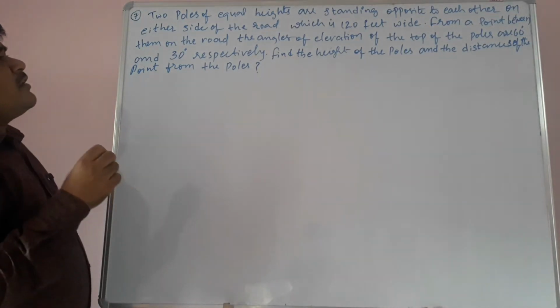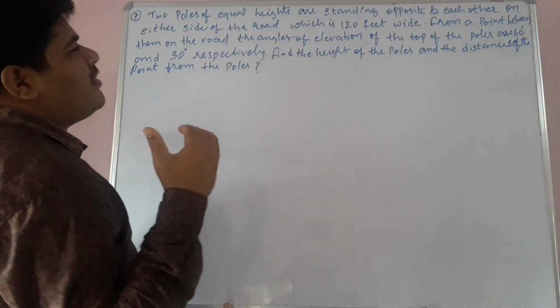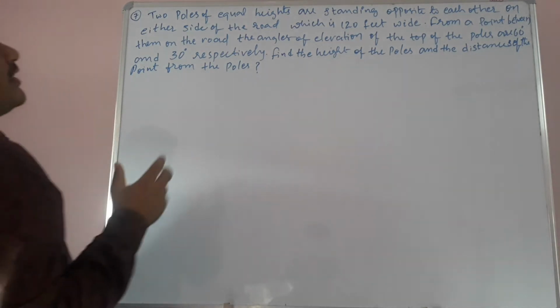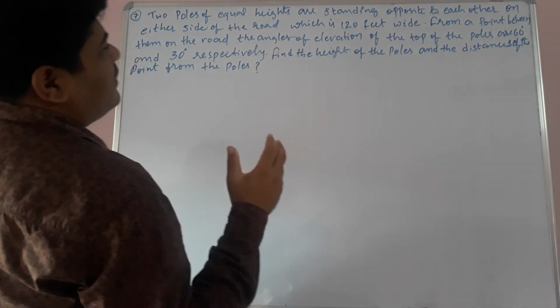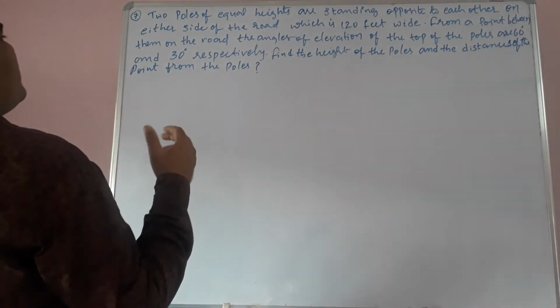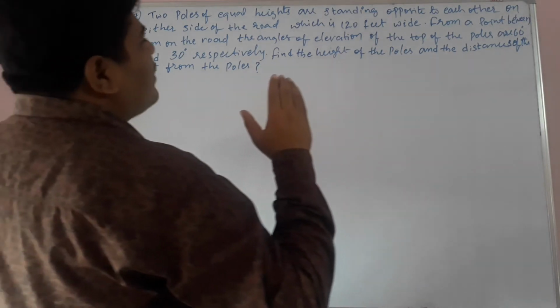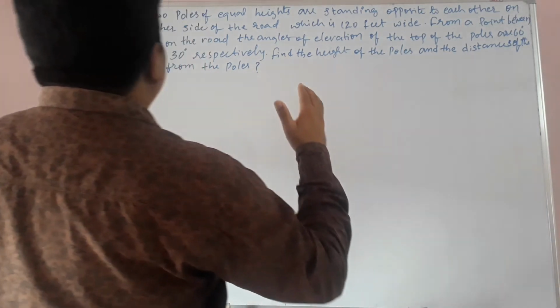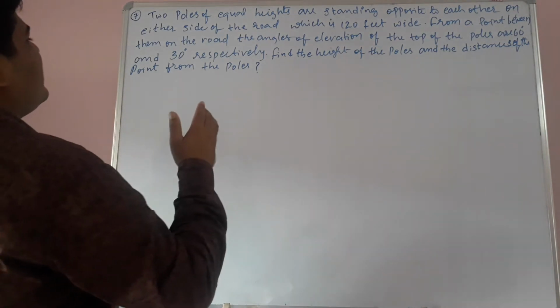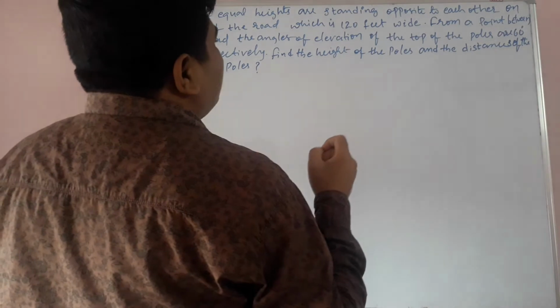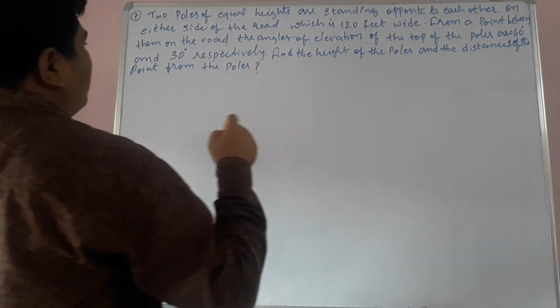Two poles of equal heights are standing opposite to each other on either side of the road, which is 120 feet wide. From a point between them on the road, the angles of elevation of the top of the poles are 60 degrees and 30 degrees respectively. Find the height of the poles and the distance of the point from the poles.